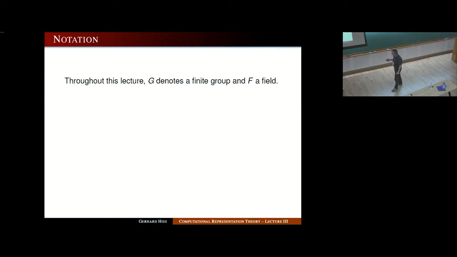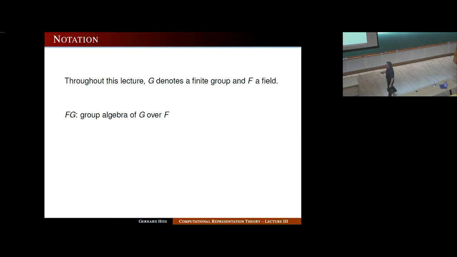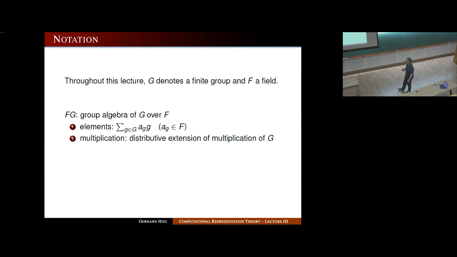Okay, again, G is a finite group and F a field. And this has already been the topic of other talks, the group algebra. Let me just recall what it is. It's a finite dimensional algebra. The elements are formal linear combinations of the group elements. You can think of it as a vector space over F, which is finite dimensional and which has the group elements as basis. But you can multiply these elements by extending the multiplication of G in a distributive manner. So this is a finite dimensional F algebra. The dimension is the order of G.